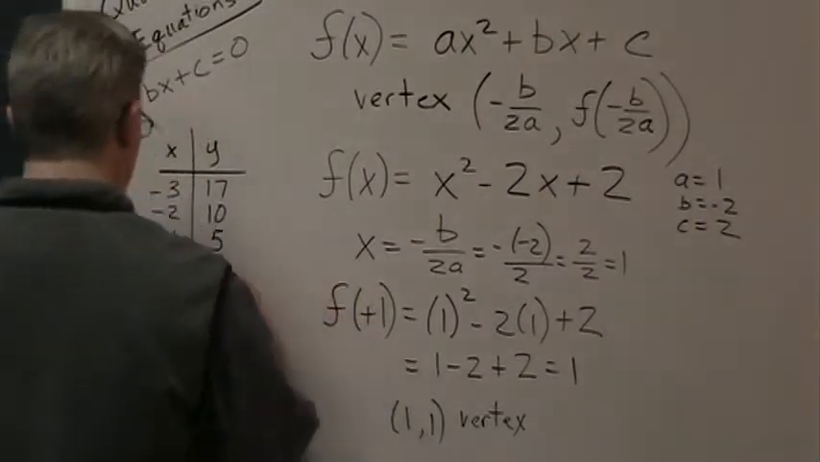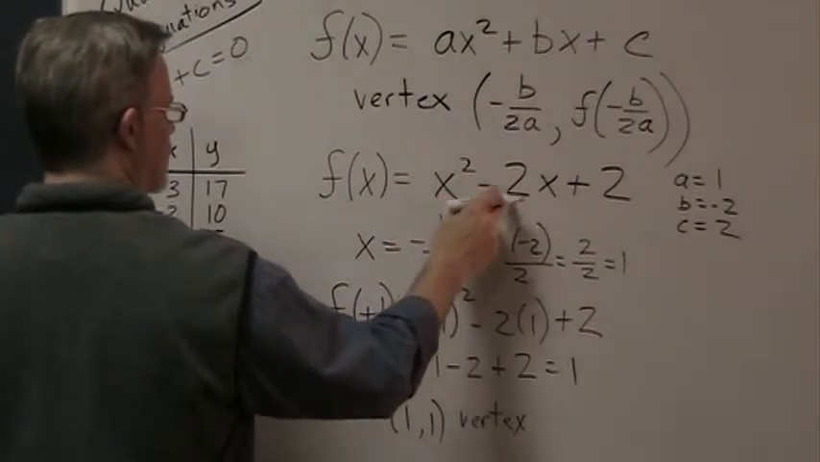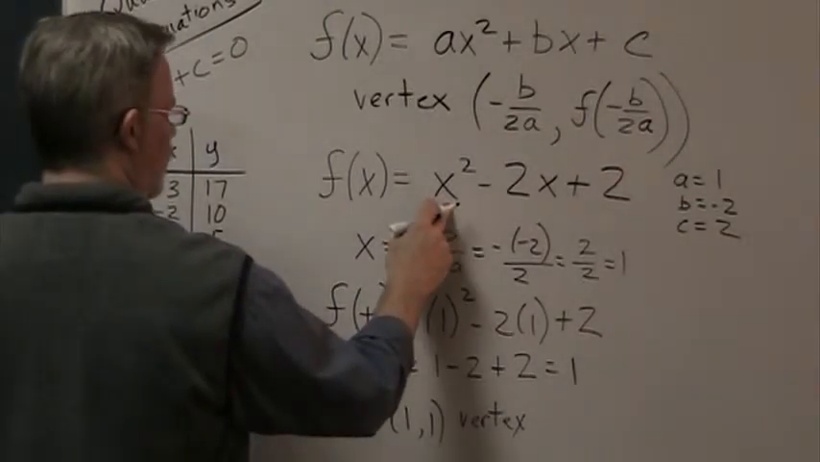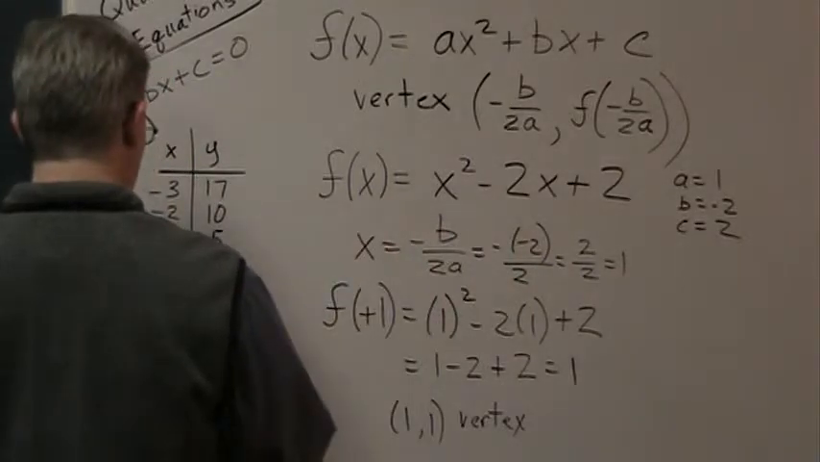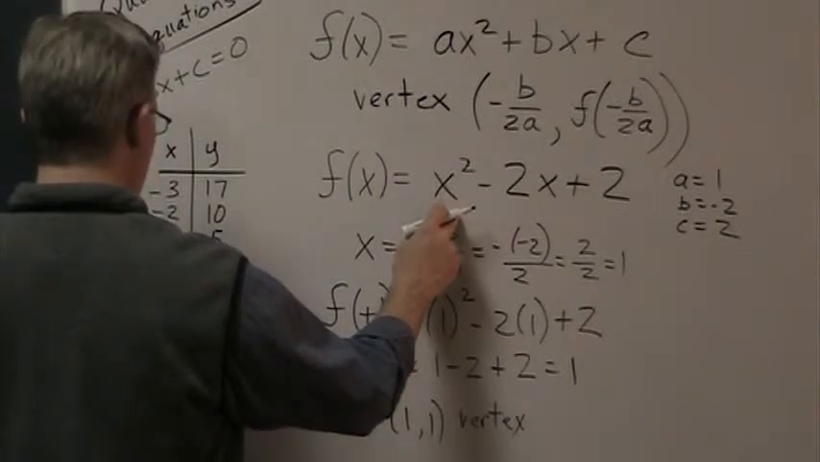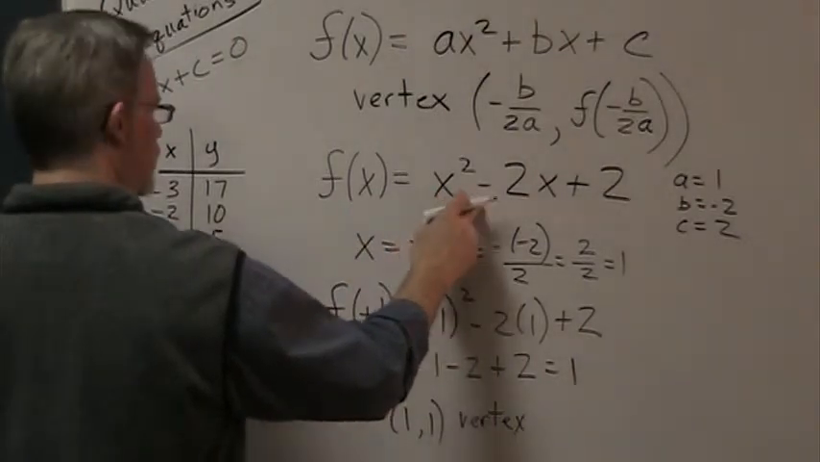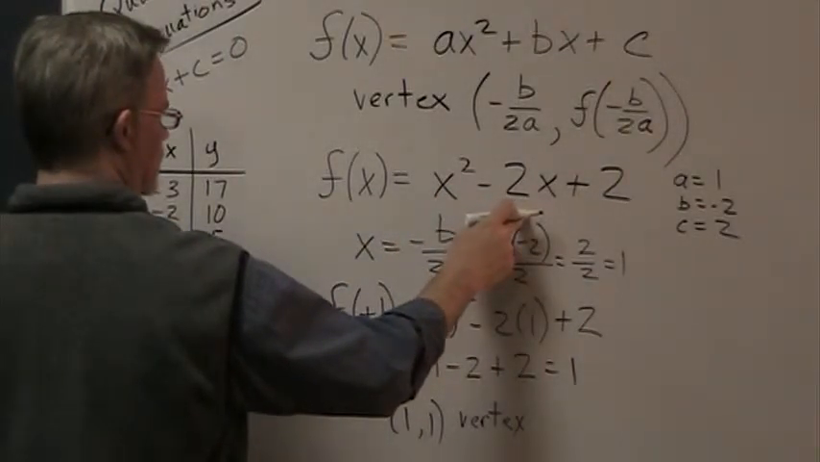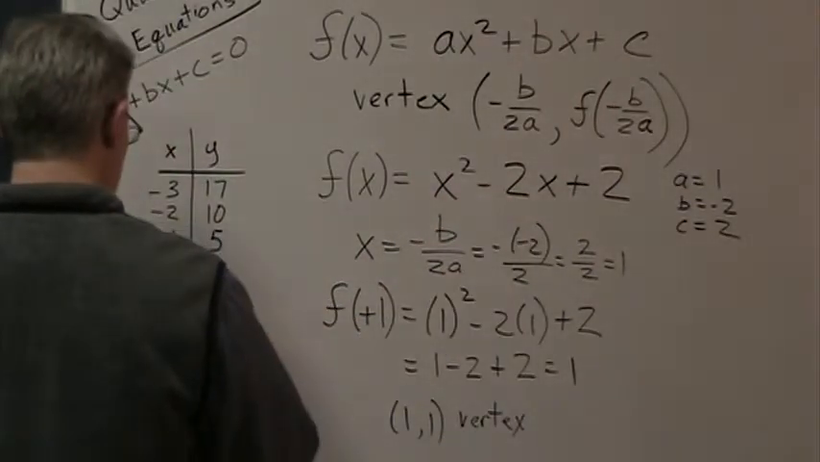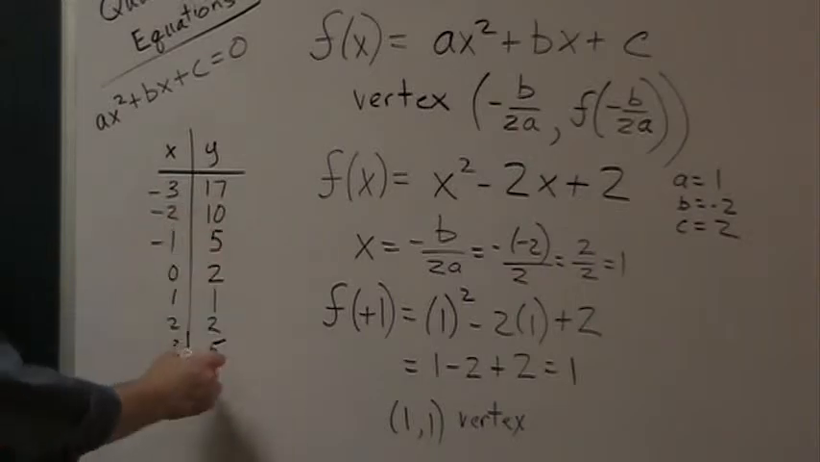Then 0 gives you a plus 2. 1 then is 1 minus 2, which is negative 1 plus 2 is a 1. Then 2 is 4 minus 4, which is 0, and 2. And then 3 is 9 minus 2x, 3 times 2 is 6, 9 minus 6 is 3, plus 2 is 5. So we've got enough so we can see the pattern.